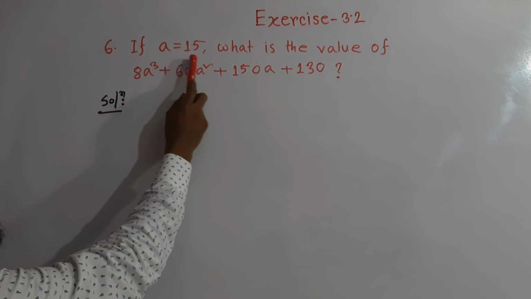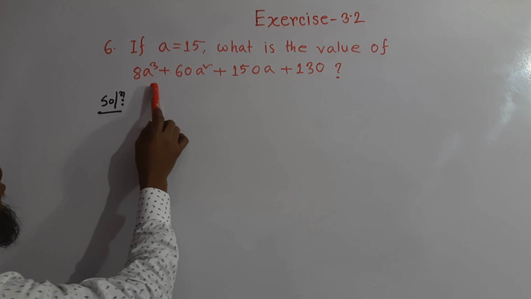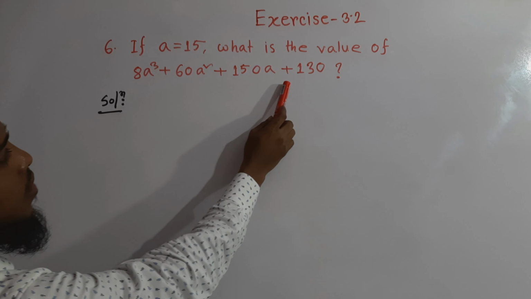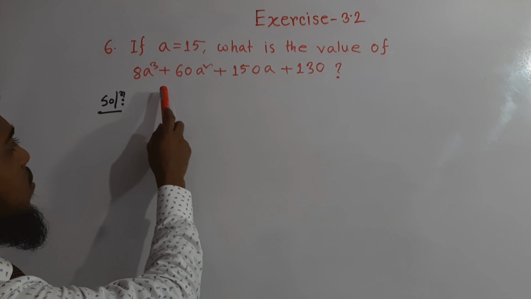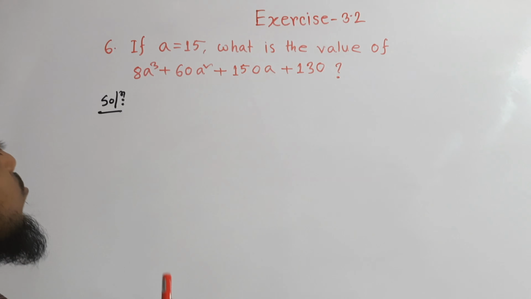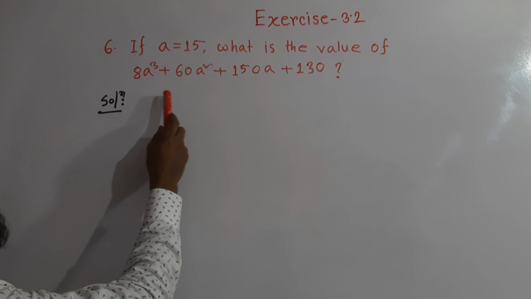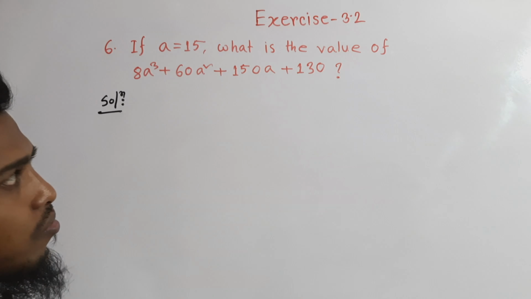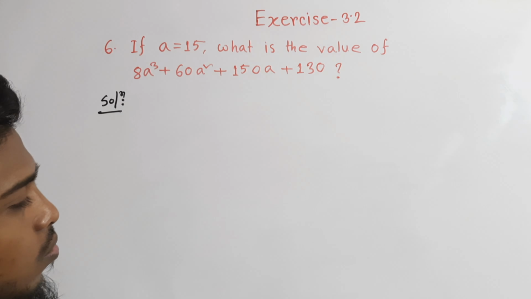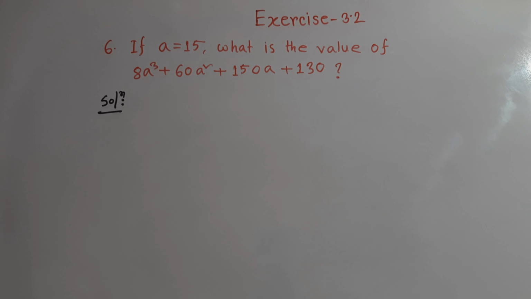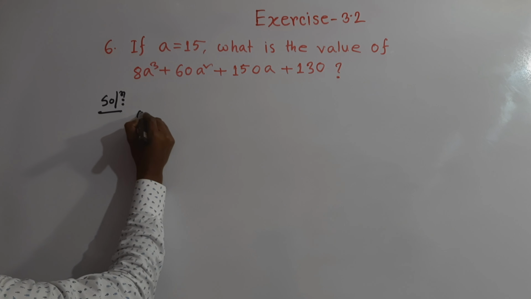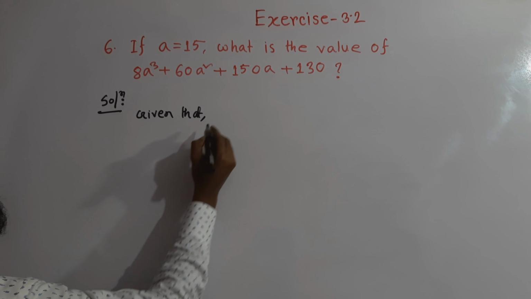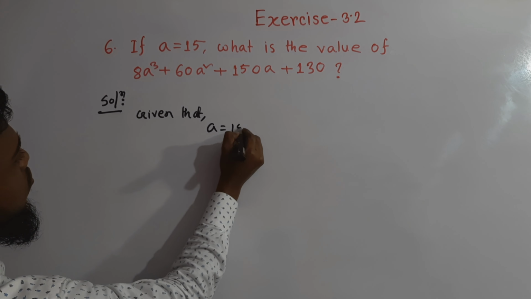Dear student, here the problem number 6. If a is equal to 15, what is the value of 8a^3 plus 60a^2 plus 150a plus 130? Dear student, if you want to find the value of this expression, you have to make the formula (a plus b) whole cube. Our given value: a is equal to 15.